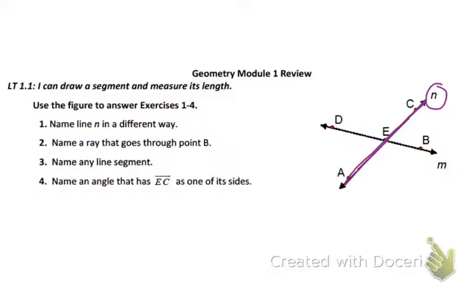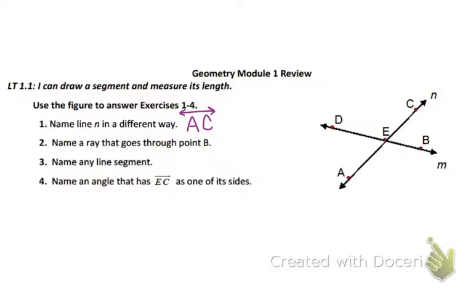So I'm going to go ahead and go with AC. So I'm going to name it line AC. And notation is very important in geometry. We've talked about that several times. Since I'm naming a line, I need to have that line symbol above it. So there is another way to name line N.